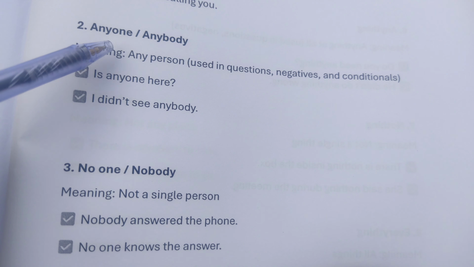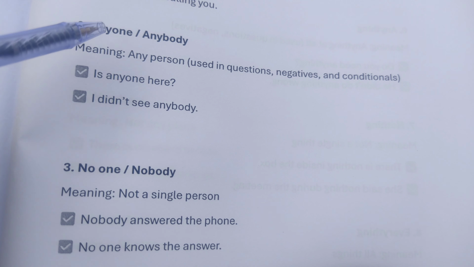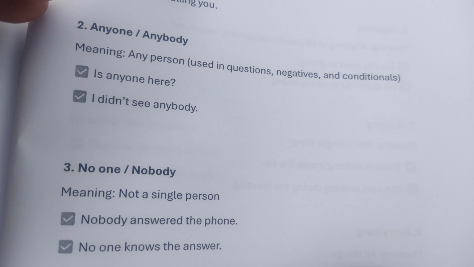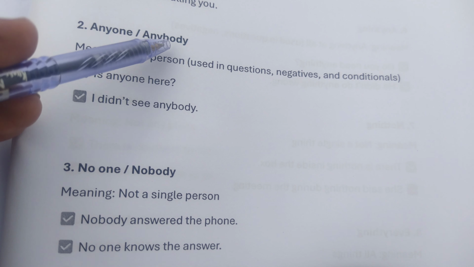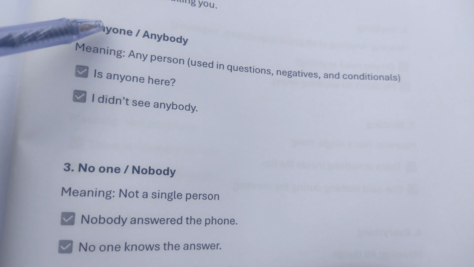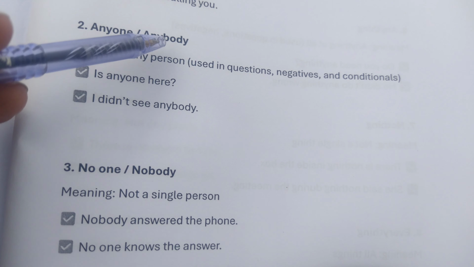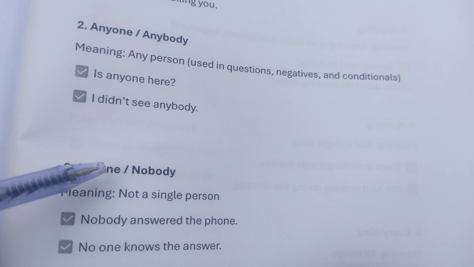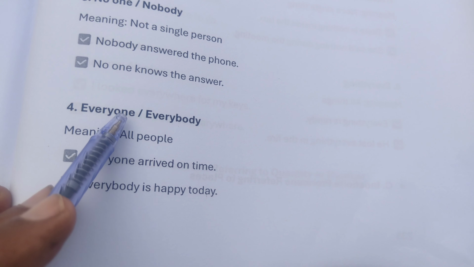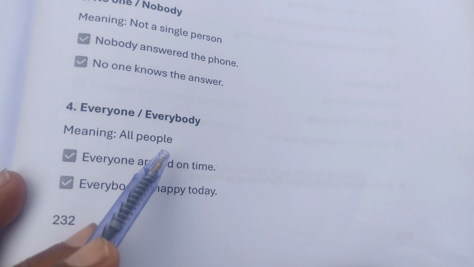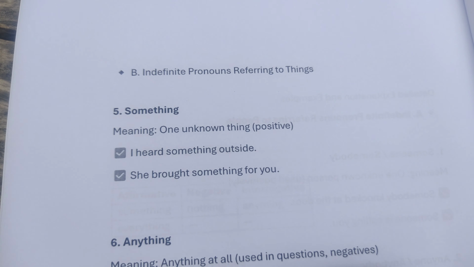Now here, anyone, anybody, no one, nobody. No one, nobody is the same. Anyone, anybody is the same. Someone, somebody is also the same. This is general English, informal English. This is formal or informal, that's the difference. No one is formal, nobody is informal. Here you have everyone, everybody, meaning all people. Everyone arrived on time. Everybody is happy today.